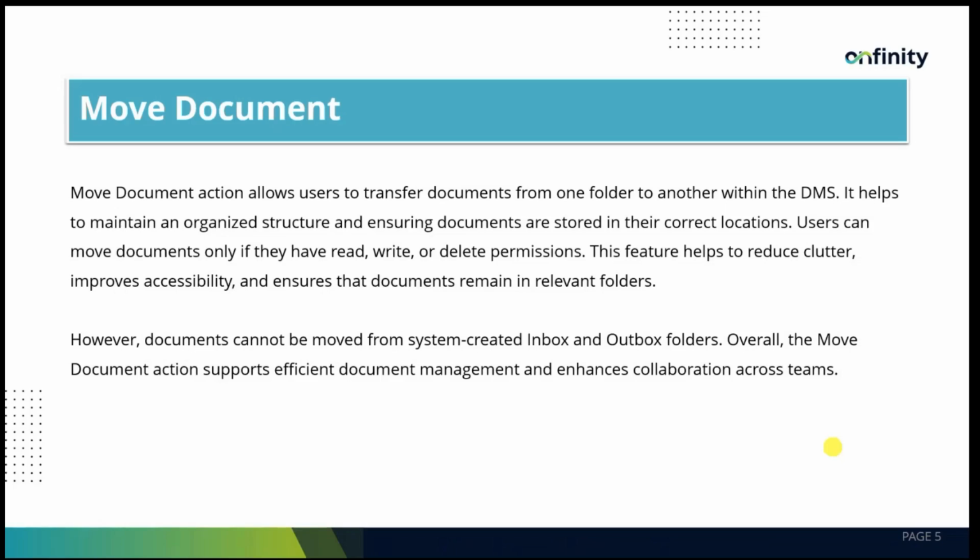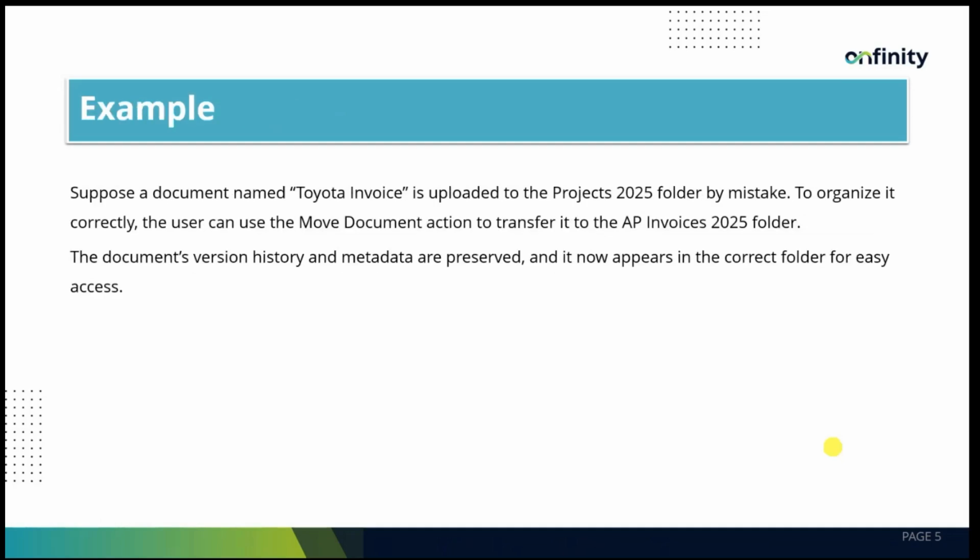Let us understand it by using an example. Suppose a document named Toyota Invoice is uploaded to the project's 2025 folder by mistake. To organize it correctly, the user can use the Move Document action to transfer it to the AP Invoices 2025 folder. The document's version history and metadata are preserved, and it now appears in the correct folder for easy access.